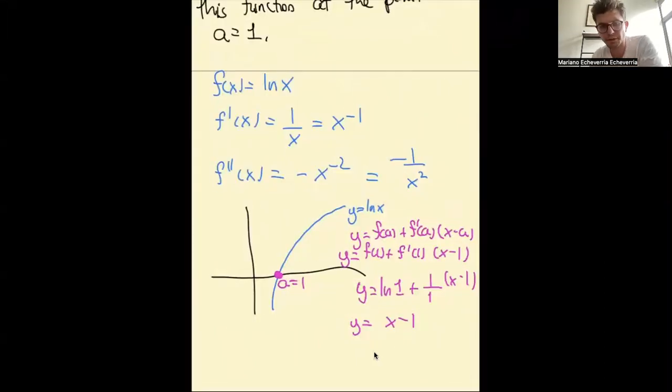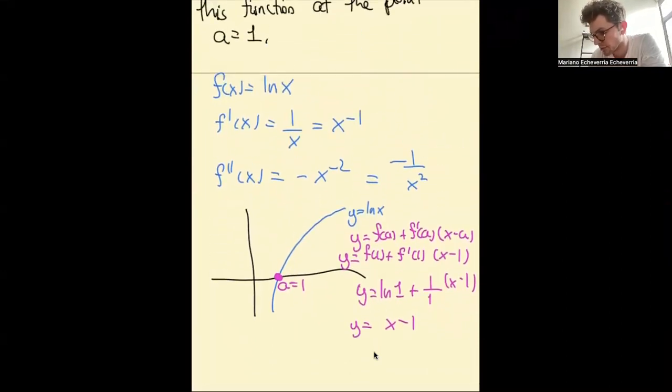Is that making sense? So what I'm trying to say is that the equation of the tangent line to natural log at this point is y equals x minus 1. Is that okay? So far, so good?